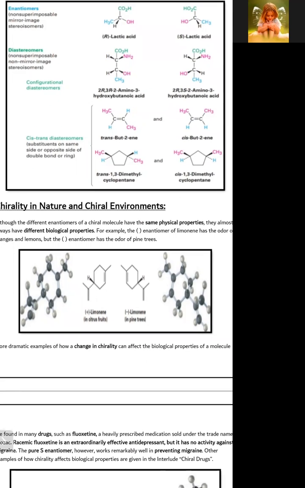Cis-trans diastereomers are in this: cis atoms are in parallel way, and in the other, trans form, one atom is on one corner and the other is in the other corner. Substituents on same side or opposite side of double bond or ring.